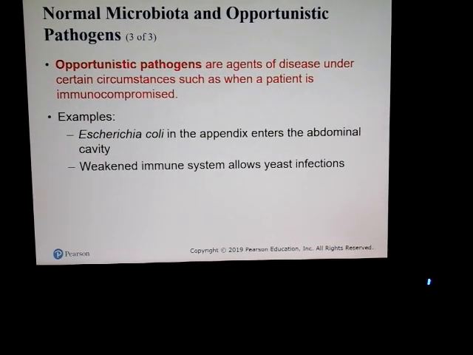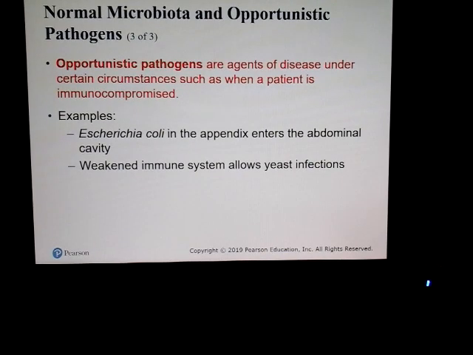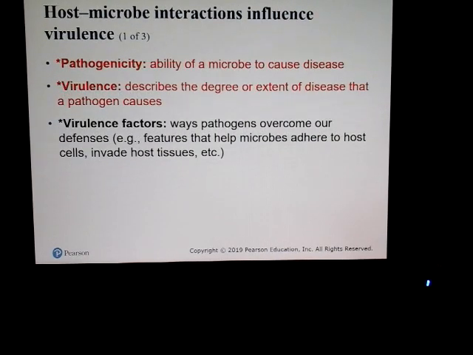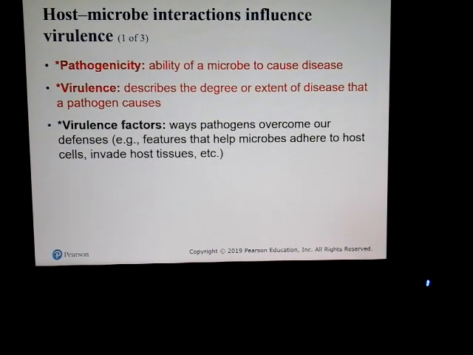Now, opportunistic pathogens, again, are agents of disease under certain circumstances, such as when a patient is immunocompromised. So, for example, E. coli in the appendix might get into the abdominal cavity, and a weakened immune system can also allow for things like yeast infection to occur. So, two terms to know: pathogenicity, that's the ability of a microbe to cause a disease, and virulence, that describes the degree or extent of disease that a pathogen causes.